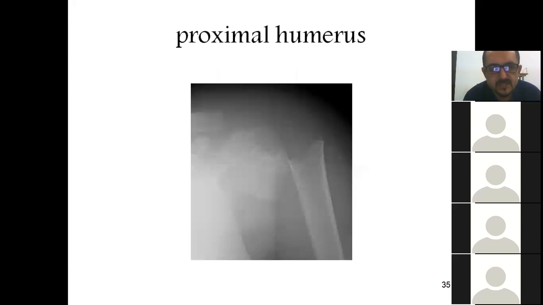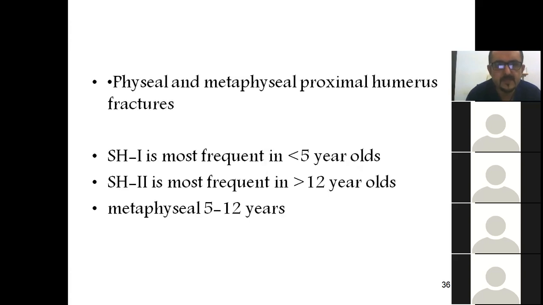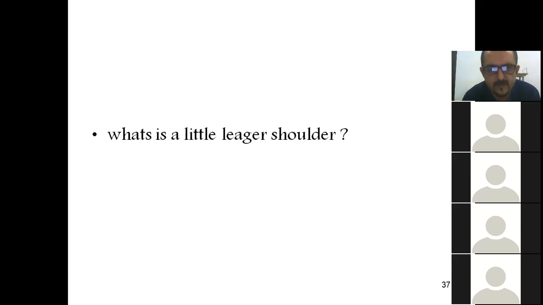This is a proximal humerus fracture. Regarding proximal humerus fractures, these are physeal or metaphyseal fractures. In less than 5 years old, mostly Salter-Harris type 1 fractures, and in more than 12 years, Salter-Harris type 2 is common. And metaphyseal fractures occur between the age group of 5 to 12.